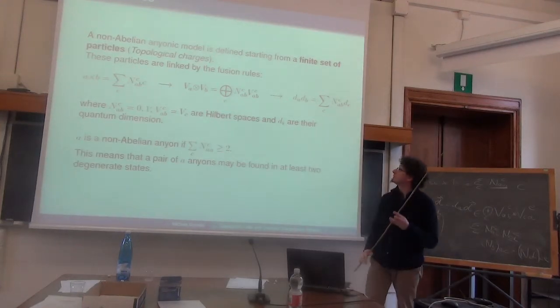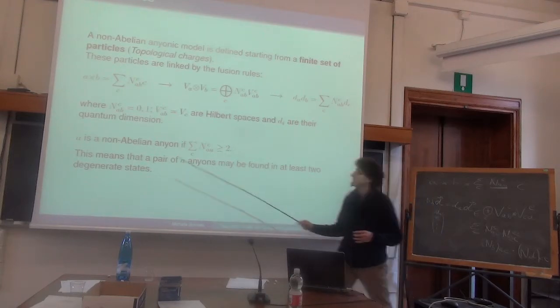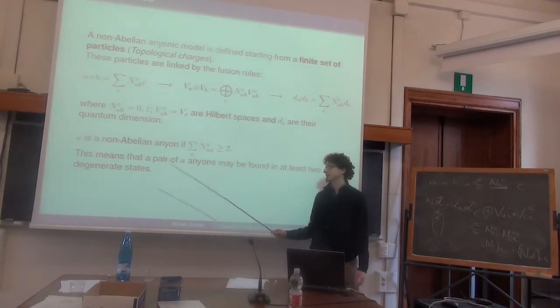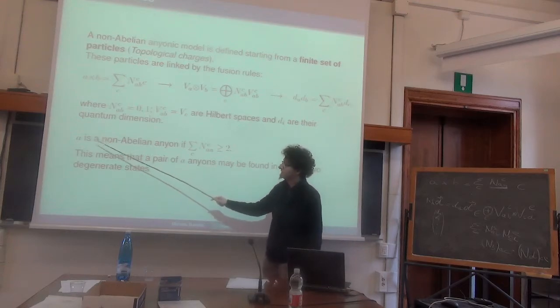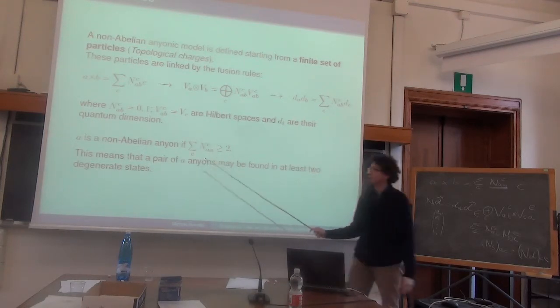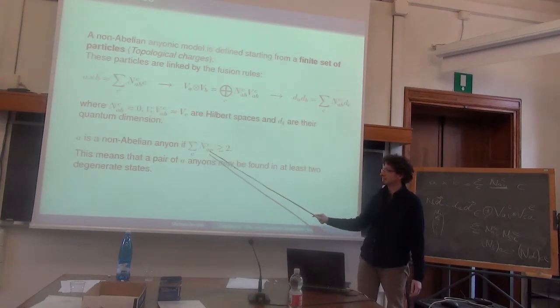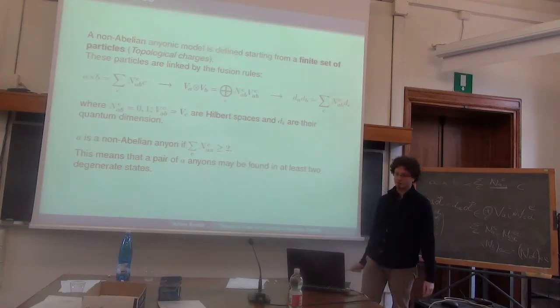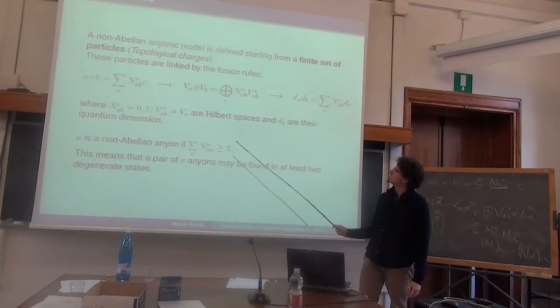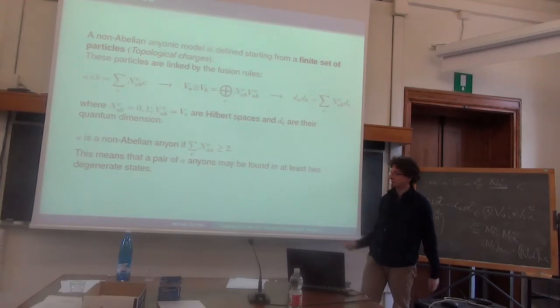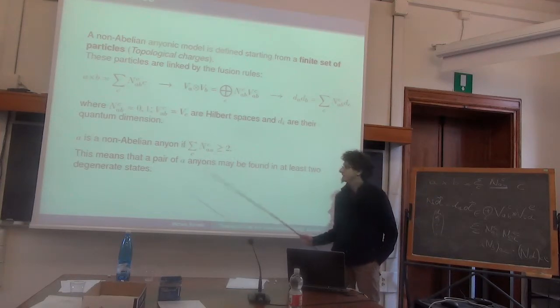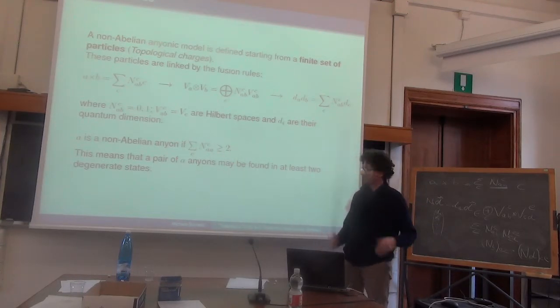So in particular, once I write N_AB^C, I can say that A is non-abelian if the sum over C of N_AA^C is greater than 1. So that I have at least two different resulting topological charges.